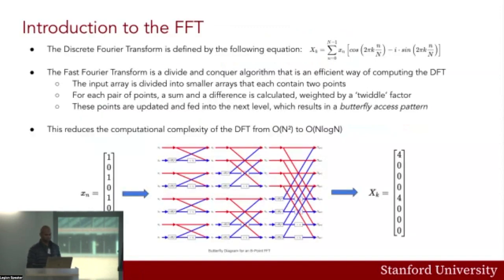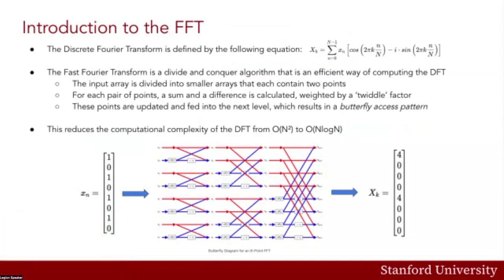So maybe just to start, in case anyone's not super familiar with the FFT, the discrete Fourier transform is defined by the equation up above. It's basically a transform from the time domain to the frequency domain, where little xn is in the time domain and the big Xk is in the frequency domain.